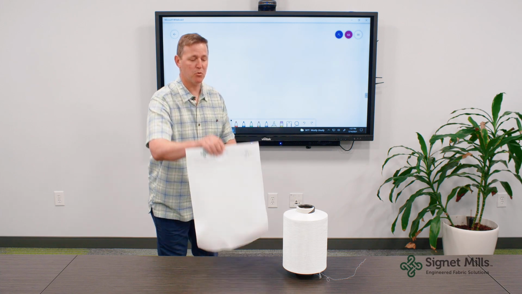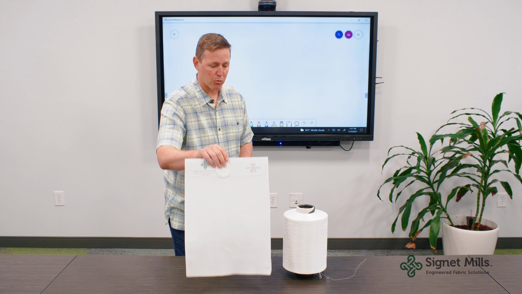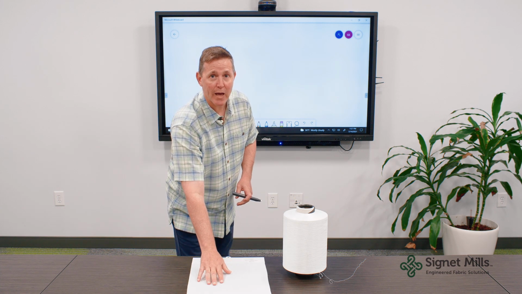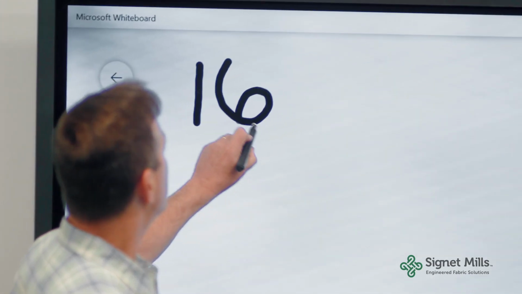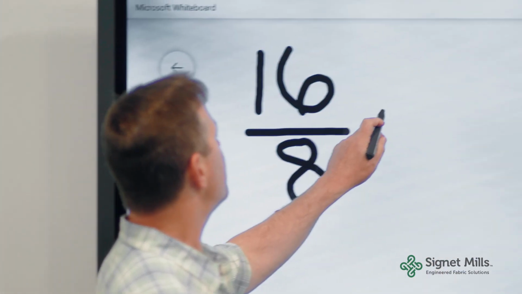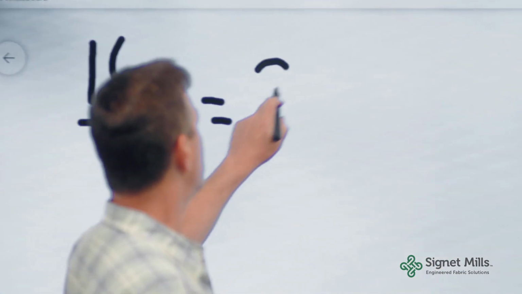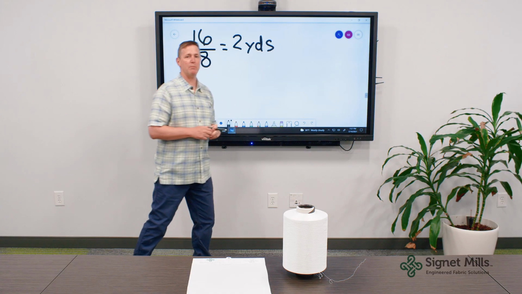In this case, if we're producing a fabric similar to this one, that is 8 ounces per linear yard, I will take you through the math on how the MOQ is calculated. So, we all know that there are 16 ounces in a pound. If the fabric is 8 ounces per linear yard, every pound of yarn is going to produce 2 yards of fabric.